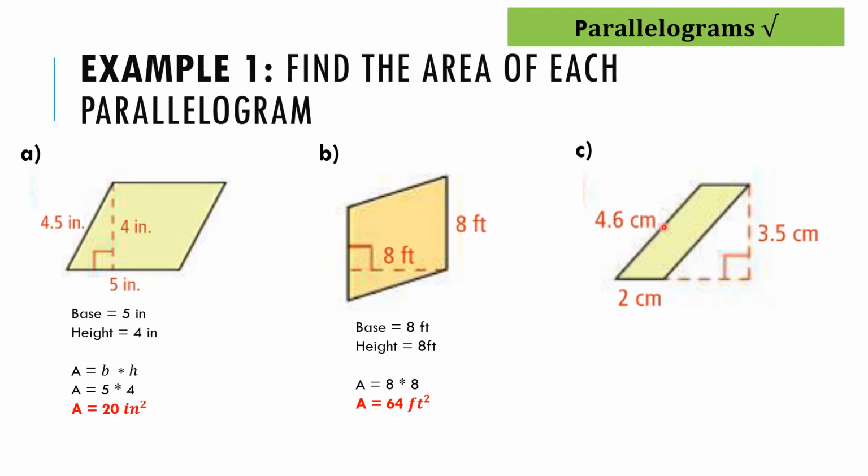The height is not 4.6 because that's kind of the diagonal length, right? Think about this triangle that's here. The height of that triangle is 3.5. So base is 2 centimeters, height's 3.5. So again, base times height, and you should get an area of 7 centimeters squared.